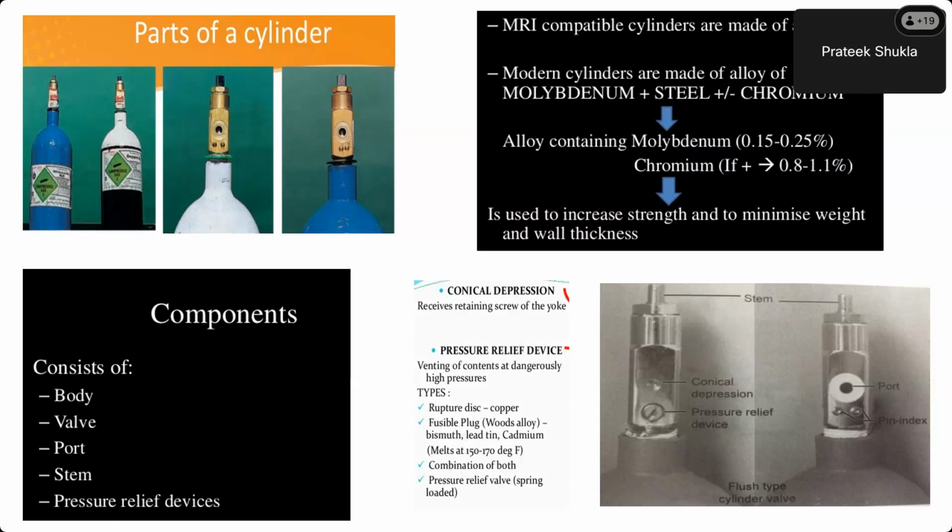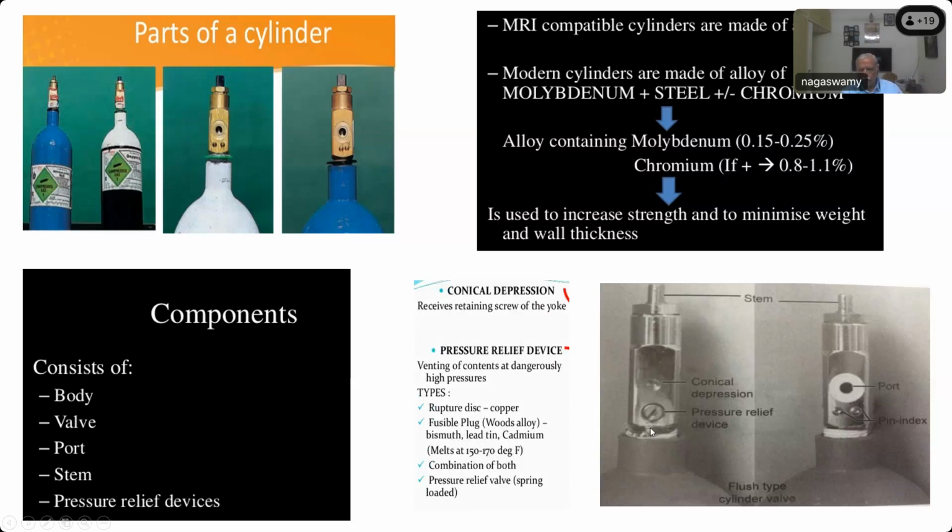The fusible plug is made up of cadmium, bismuth, lead and tin. It is also called the fusible plug, or Wood's alloy. It will melt at 150 to 170 degrees, and that is incorporated.